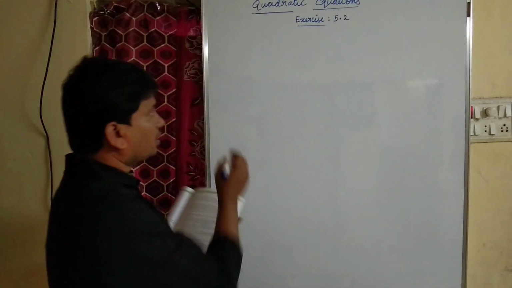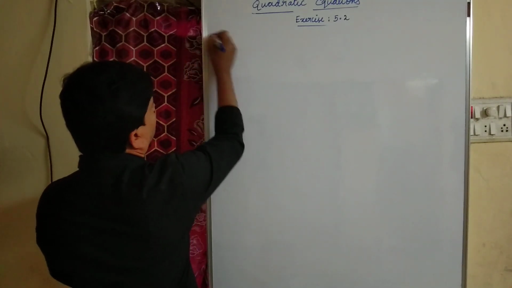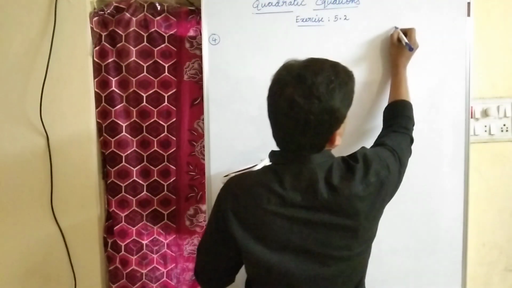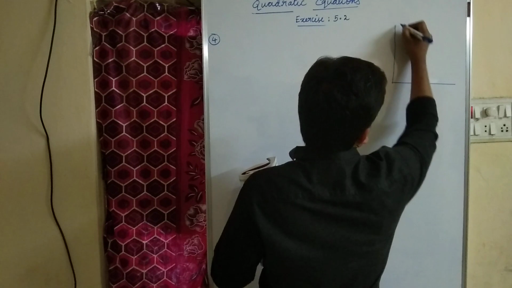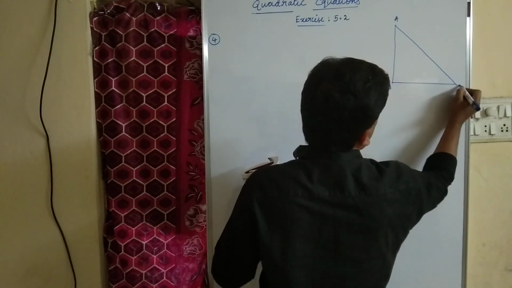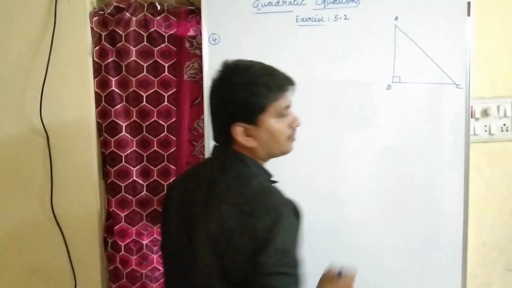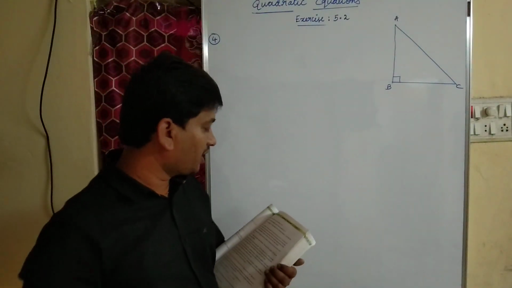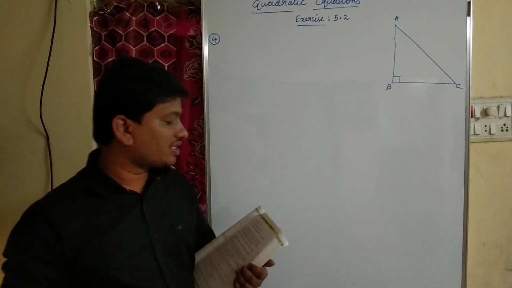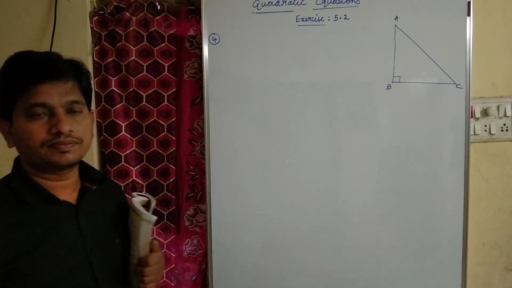So children, this is an important question. The altitude of a right angle triangle. So this is our right angle triangle. Consider as right angle triangle ABC. Right angle is at B. Statement 1 is the altitude of a right angle triangle is 7 cm less than its base.